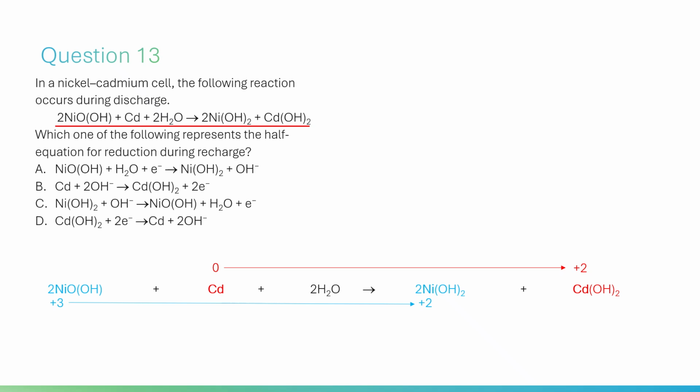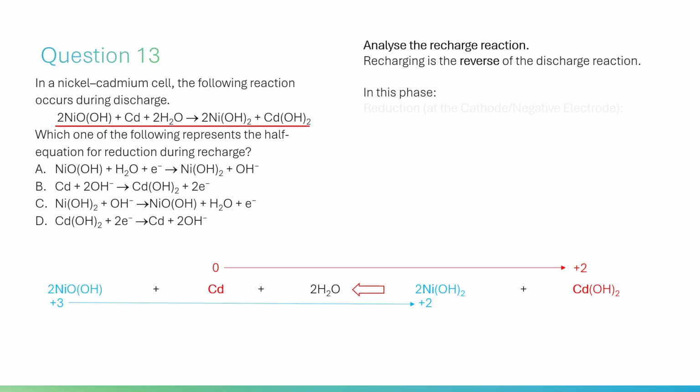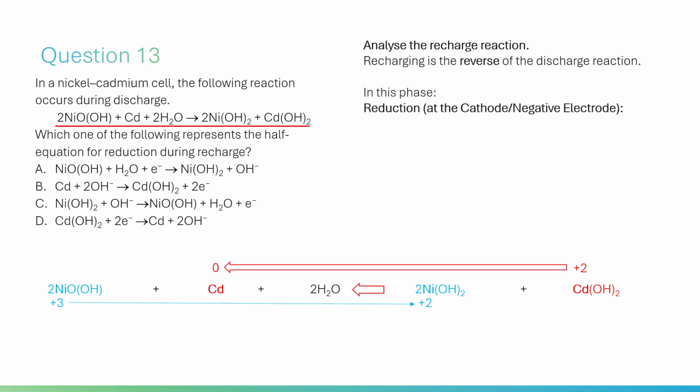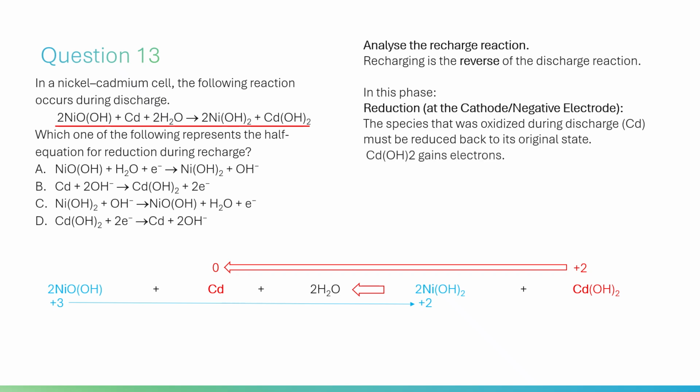Analyze the recharge reaction. Recharging is the reverse of the discharge reaction. In this phase, reduction occurs at the cathode, the negative electrode. The species that was oxidized during discharge, Cd, must be reduced back to its original state. Cd(OH)2 gains electrons.